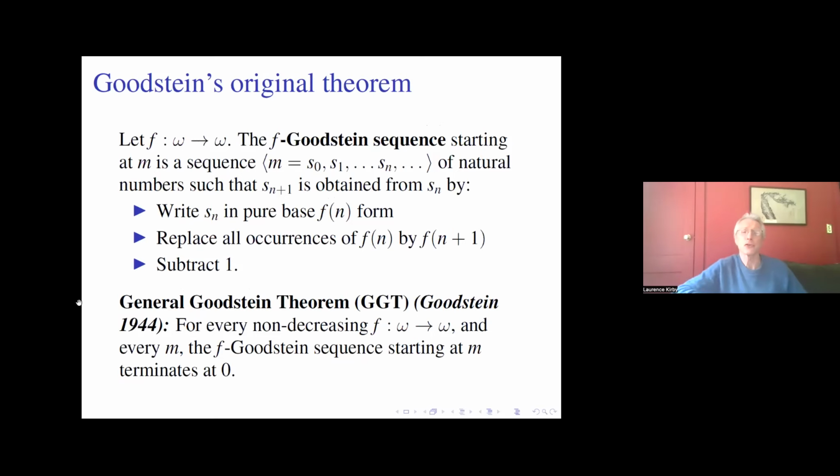So for any function f from omega to omega, we can define the f Goodstein sequence, which basically means f is enumerating the bases. So at stage n, we're in base f of n form, and we replace all occurrences of f of n by f of n plus 1. Fact 1. So the general Goodstein theorem, as I'm going to denote it here, is what Goodstein actually shows in his paper, that for every non-decreasing f and for every n, the f Goodstein sequence terminates at 0, which, as stated, of course, is a second order statement.